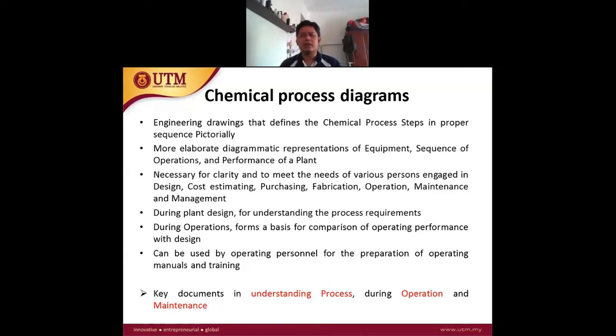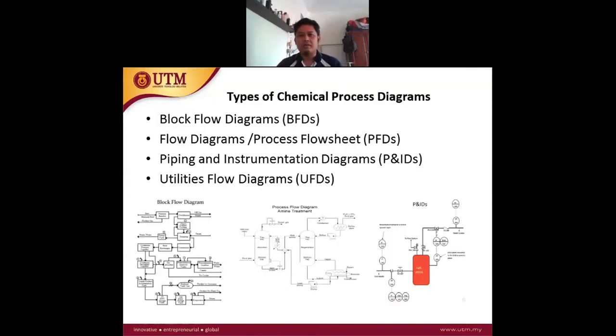So you want to tell other people, okay, let's say someone has moved on, the actual person who has already set up the process, and then somebody wants to take over. So the new person or the new engineer can take over by looking at the chemical process diagram. Okay? So it is a very important document to understand the process during the operation and also during the maintenance, and also to maintain the high safety level of the plant or the process.